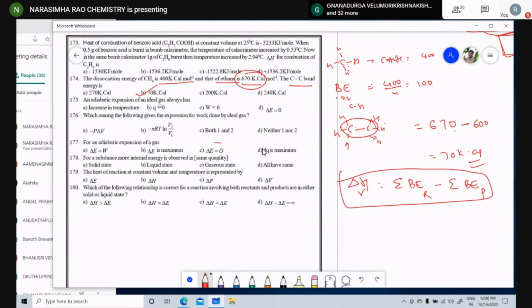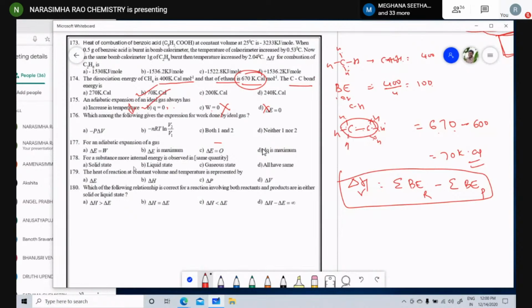An adiabatic expansion of an ideal gas is always... In adiabatic expansion, temperature decreases. Okay. Q is equal to 0. Change in internal energy is not 0. Work done is not 0. Temperature decreases. Q is equal to 0. Is it clear now? Clear, sir.